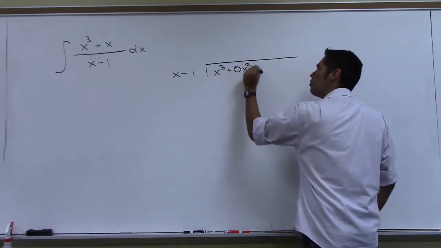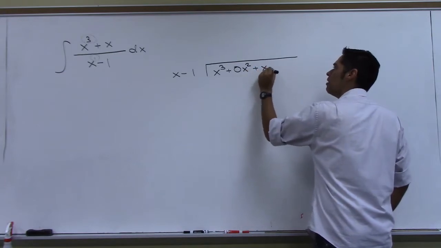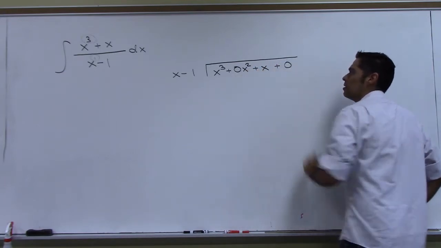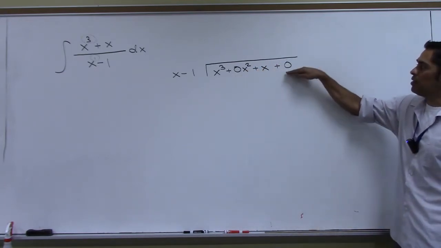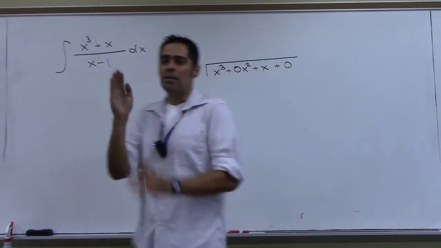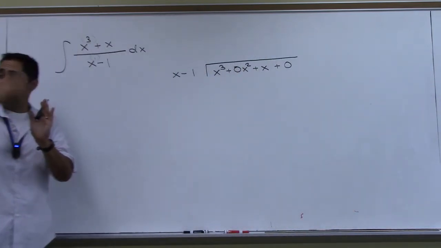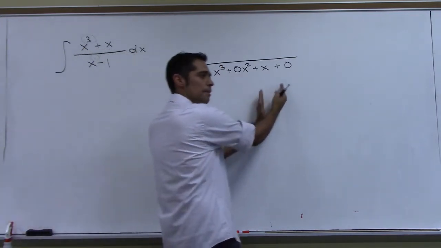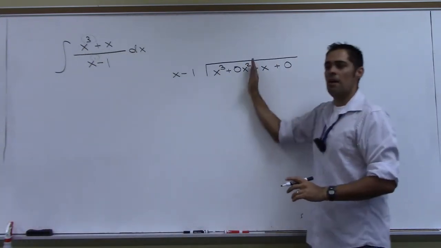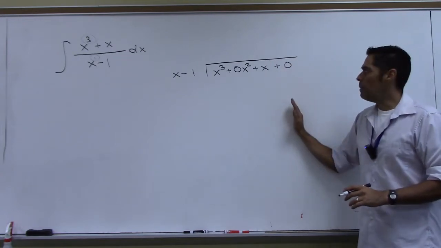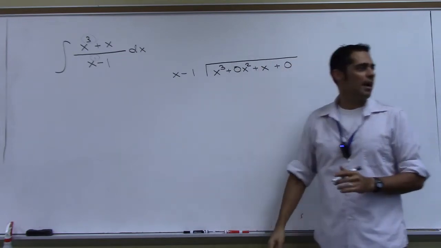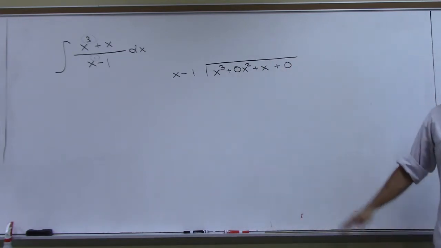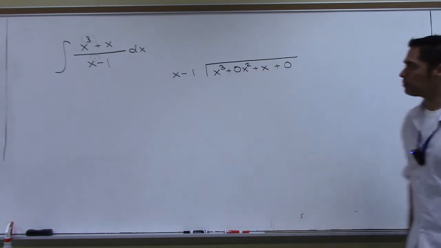So 0x squared. I have an x term, but I don't have a constant term. So what I'm getting at here is when you write down the numerator, you need to account for any powers that you don't have. Give them some space because we may need to line things up here, and you need a column to line them up in. So go back to your college algebra long division notes if you have them, and you'll hopefully see something like that in there.